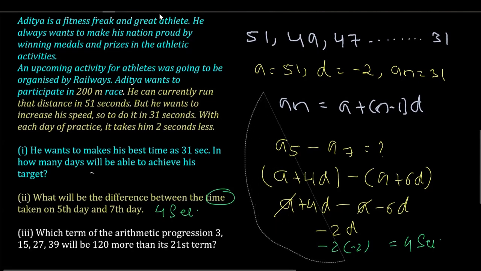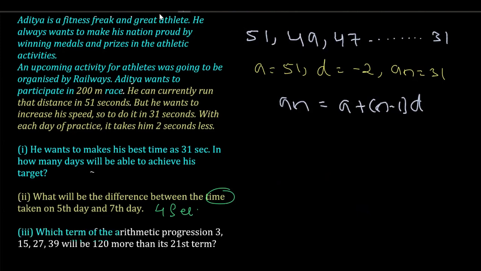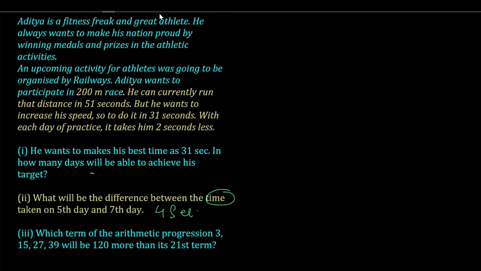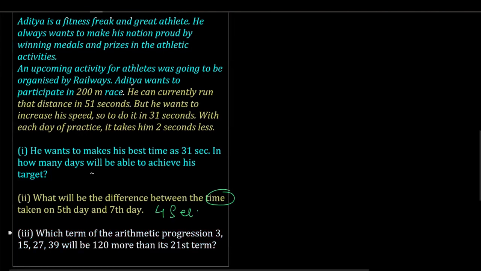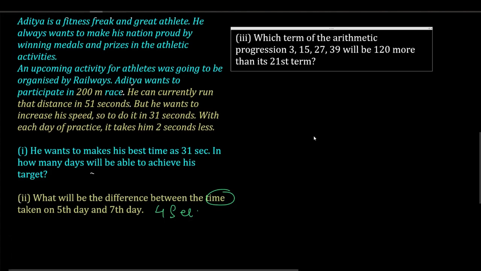Now we have one more part to do. Let's see what it is. In the last part it says, which term of the arithmetic progression, this is separate, right? This has nothing to do with the information obtained. So let's erase it. I should read it first once again. It says, which term of this arithmetic progression given over here is 120 more than the 21st term? So let me write it over here once again, to bring about more clarity.